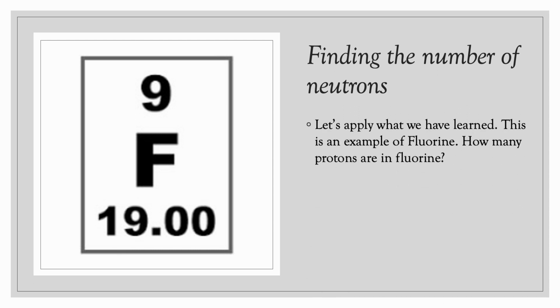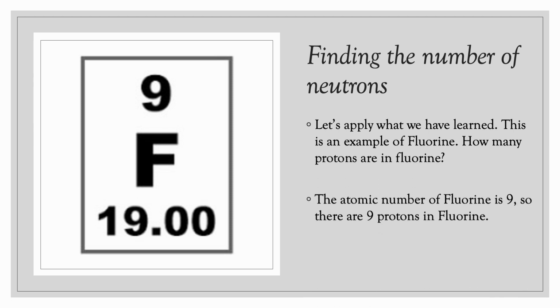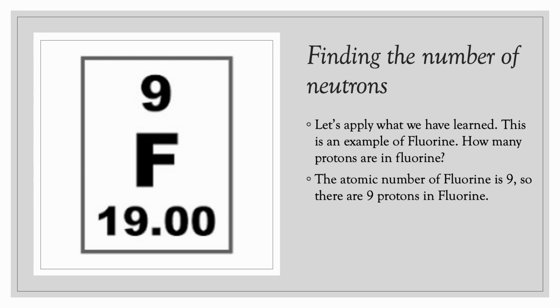Let's apply what we've learned. This is an example of fluorine. How many protons are in fluorine? The atomic number of fluorine is 9, so there are 9 protons in fluorine. Remember that the number of protons in an element is equal to the atomic number.